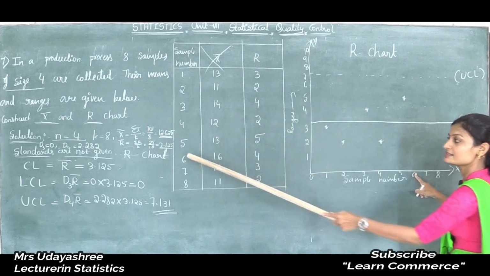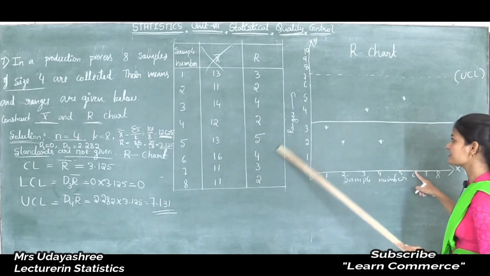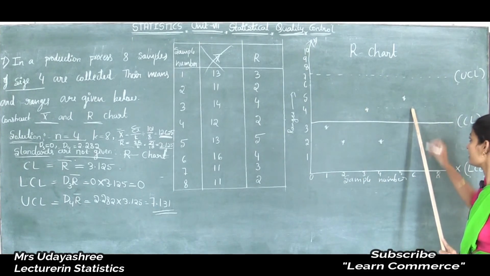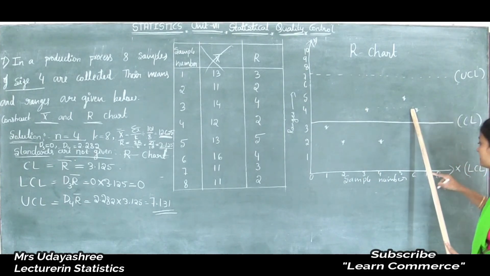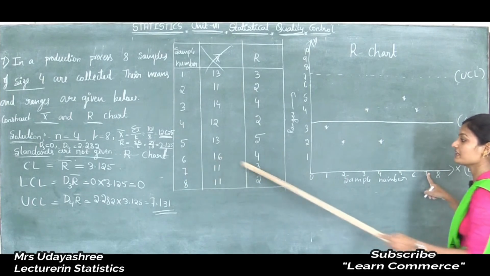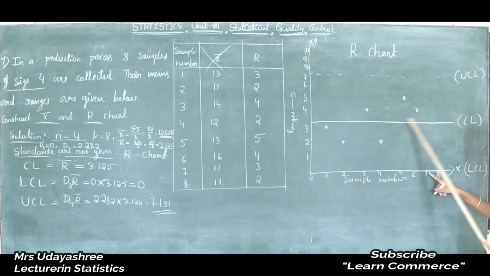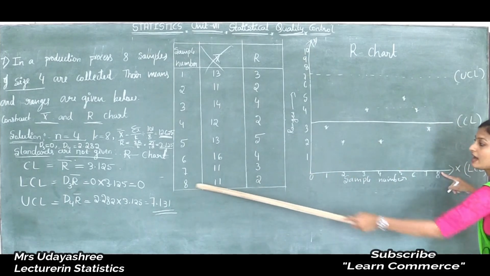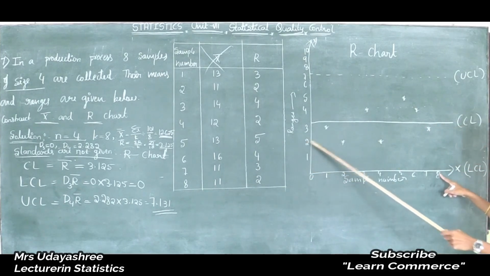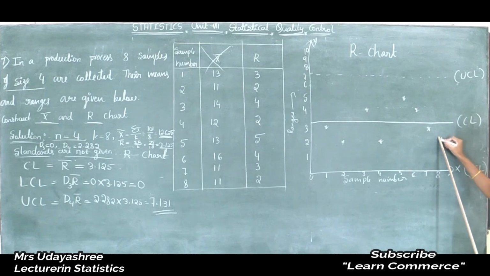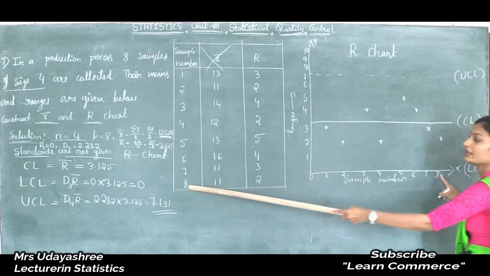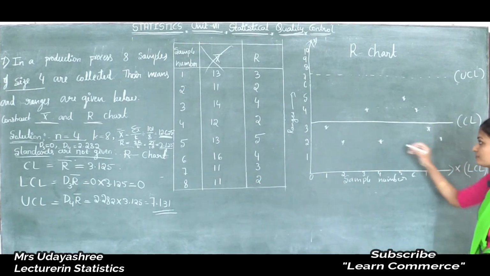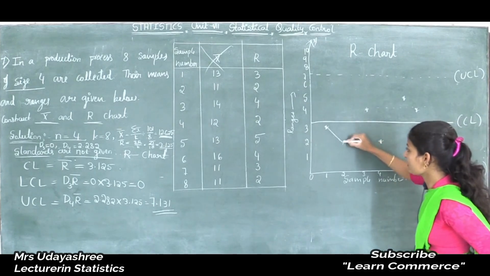Next 6 and 4. See 6 is here, 4 is here. Here I will put one mark. Next 7 and 3. 7 is here, 3 is here. Here I will put one mark. Then 8 and 2. See 8 is here, 2 is here. Here 8 is the sample number, 2 is the range. Okay, now I will join these points like this.